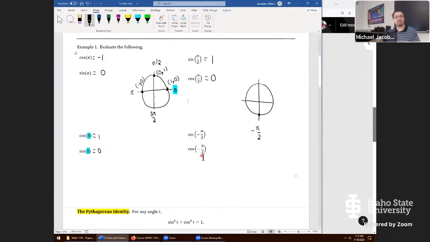Sine at negative pi over 2, cosine negative pi over 2 is exactly the same as sine 3 pi over 2, cosine 3 pi over 2, because the coordinates right here go, oh, let me try again. Control Z that out. It goes 0, -1 here, and still 0, -1 here. So back to sine. Sine at negative pi over 2 will be the second coordinate of -1. Cosine at negative pi over 2 will be the first coordinate right at 0.